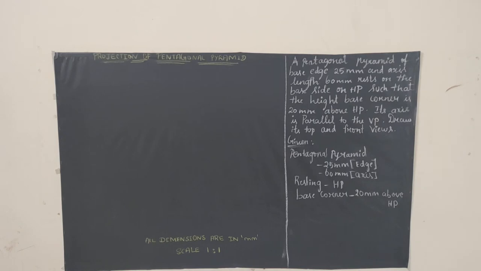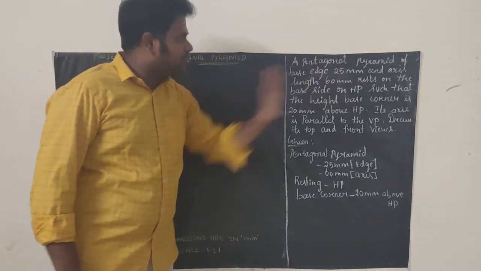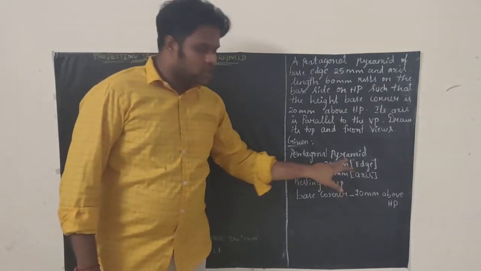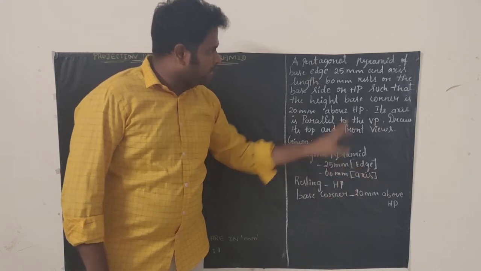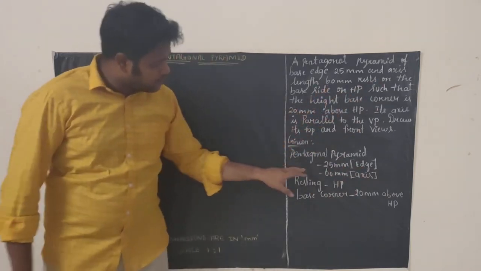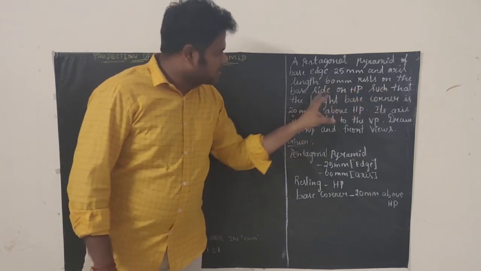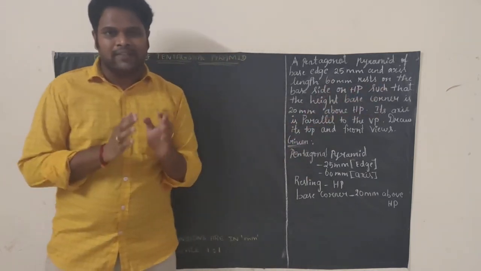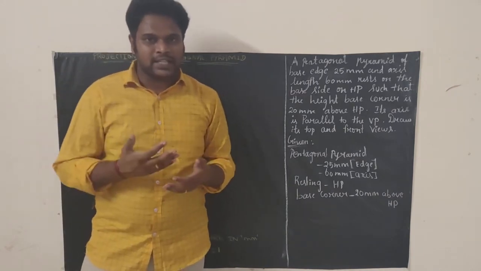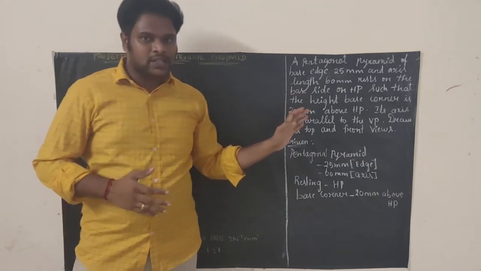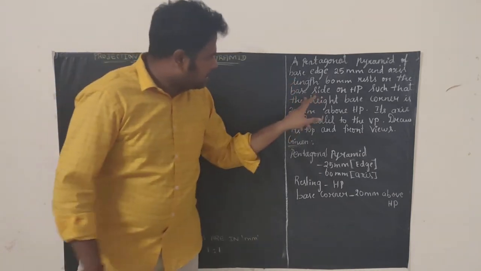So what they gave in the question is a pentagonal pyramid of base edge 25 mm. So the solid which we are going to draw is a pentagonal pyramid. Base edge is 25 mm and axis length is 60 mm. So 60 mm axis length. Rest on its base side. So we will be having some doubt about orientation, right? Whether we need to draw a corner based or base edge based. So this one will be a base edge. So we will be starting the diagram with the base edge on HP.